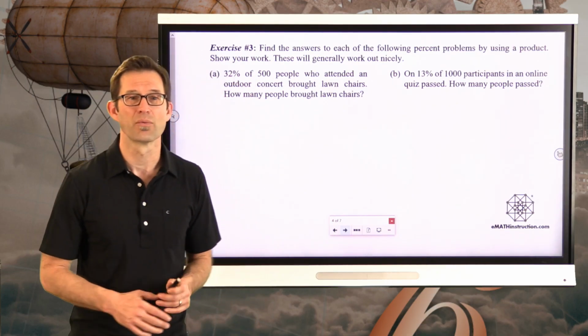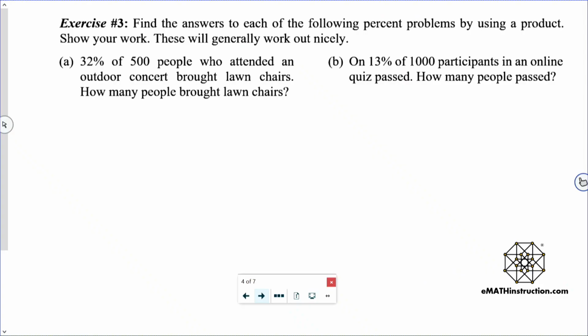Here we go, exercise number 3. Find the answers to each of the following percent problems by using a product. Show your work. These will generally work out nicely. Letter A. 32% of 500 people who attended an outdoor concert brought lawn chairs. How many people brought lawn chairs?